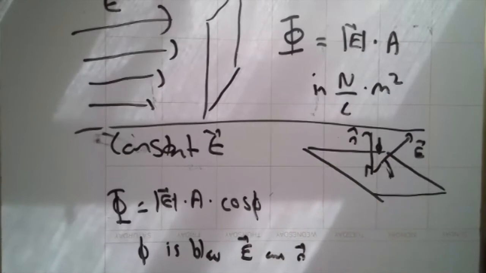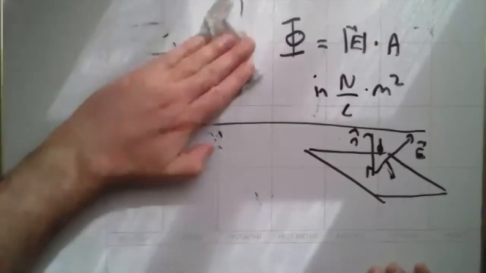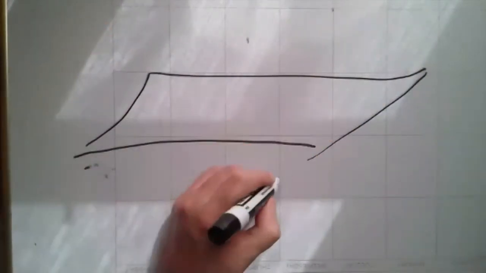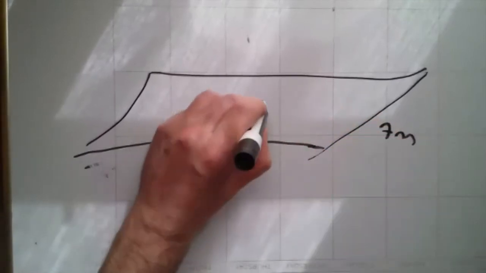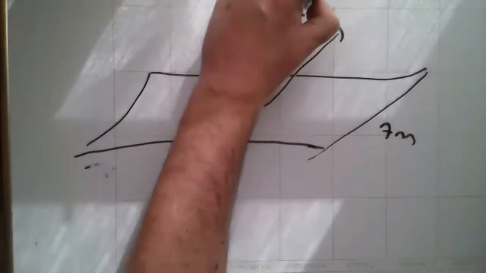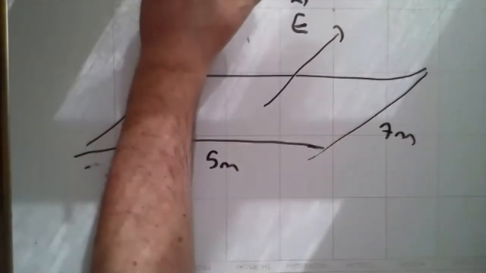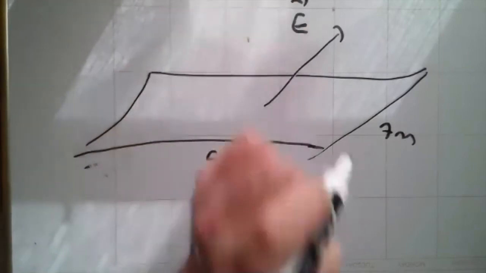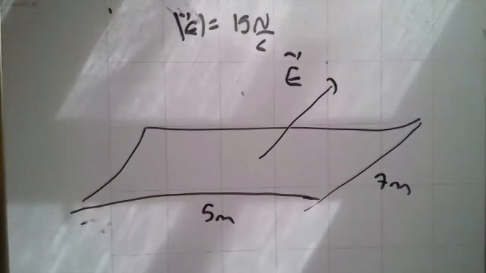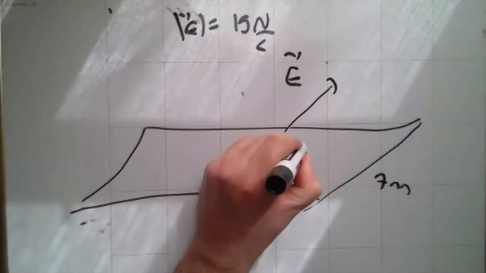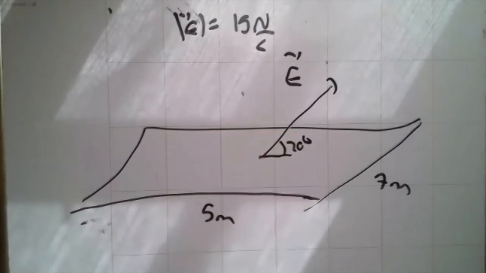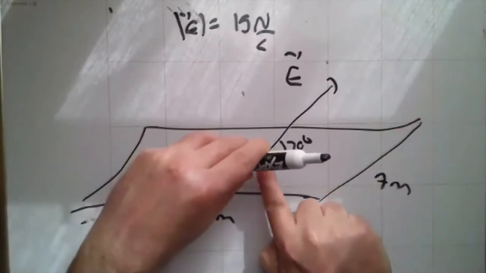So an example of this might be, I have a patch of earth here. Maybe it's 5 meters by 7 meters. I have an electric field, say in magnitude, E is 15 newtons per coulomb. So that's the ground, and E is pointing up at some angle here, 20 degrees. Like I'm flat on a surface, this is a 20-degree angle.